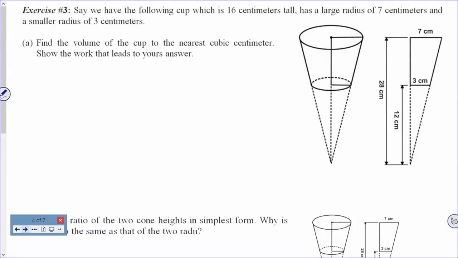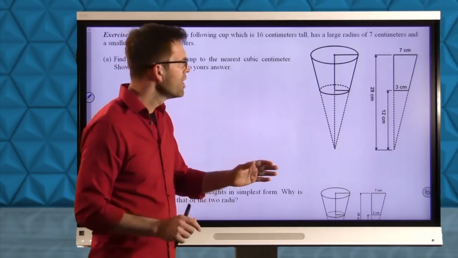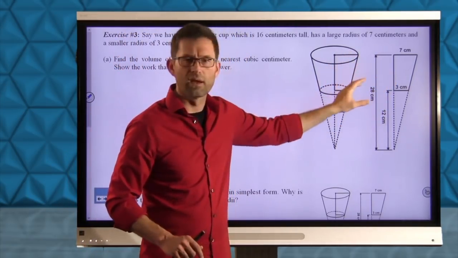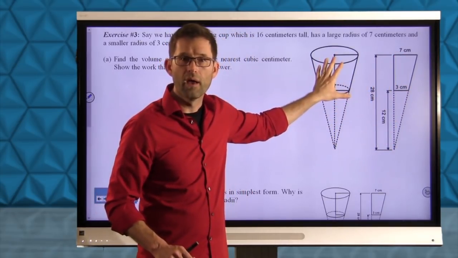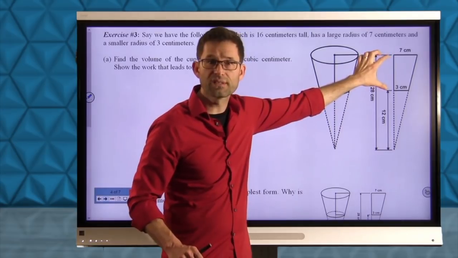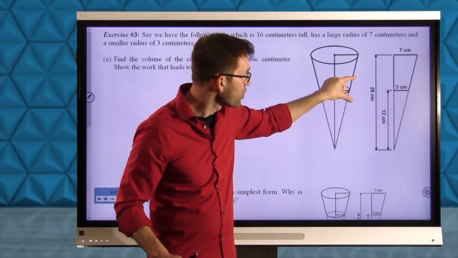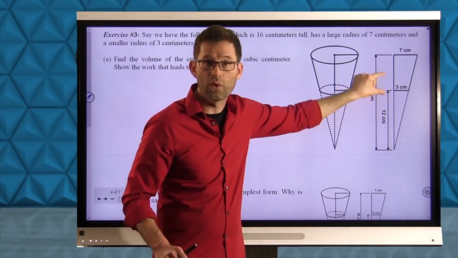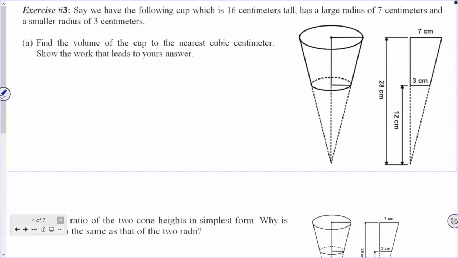Say we have the following cup, which is 16 centimeters tall. I would like to pause just for a minute. When you look at all the dimensions sitting here, and I've given you a cross-sectional view of this cone, I'm telling you that the cup itself is 16 centimeters high. And of course I can figure that out because I've got this height, which is 28 centimeters, this height, which is 12 centimeters, so that would have to be 16 centimeters. Anyhow, we have a cup which is 16 centimeters tall. It has a large radius of 7 centimeters, and it's got a smaller radius of 3 centimeters.